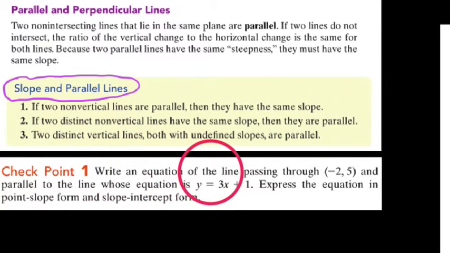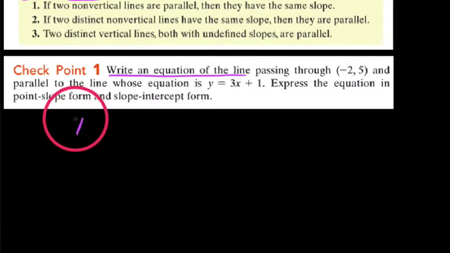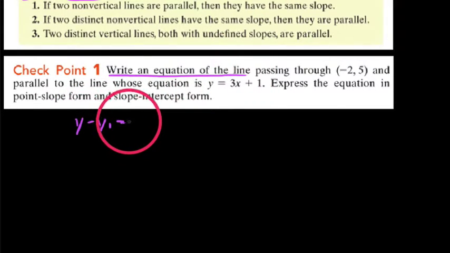So what we want to do is take a look at this first example. It says write an equation of the line passing through the point (-2, 5) and parallel to the line whose equation is y = 3x + 1. And what I'd like to do is express this equation in point-slope and in slope-intercept form. The first thing I want to indicate here is that it says write an equation of the line, which would indicate that we are going to need to use our point-slope form of this line.